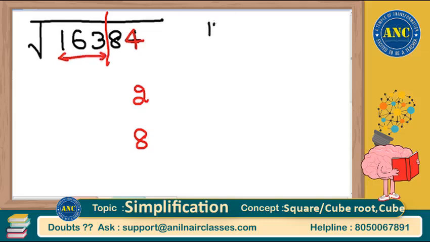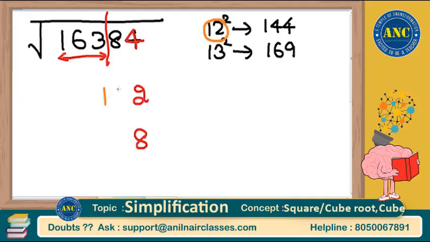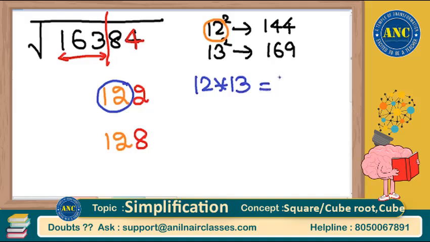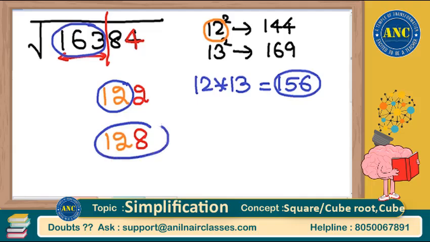163 lies between 12 square is 144, right? 13 square is 169. Take the smaller number 12. So answer is either 122 or it is 128. Same logic again I will implement. This 12 I will multiply with next number 13. 12 into 13 is 156. This 163, is it greater than 156 or less than 156? It is greater. Answer will be the greatest number, 128. Simple way of solving, sir.